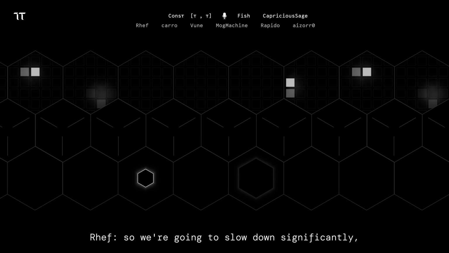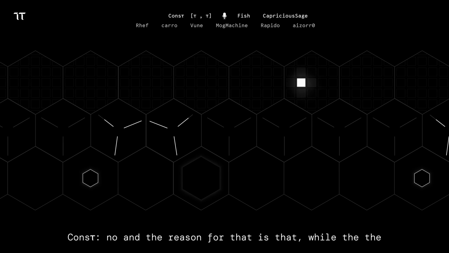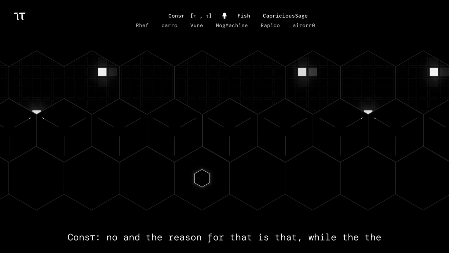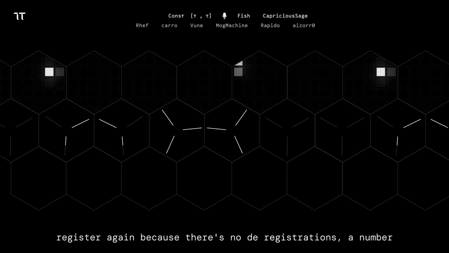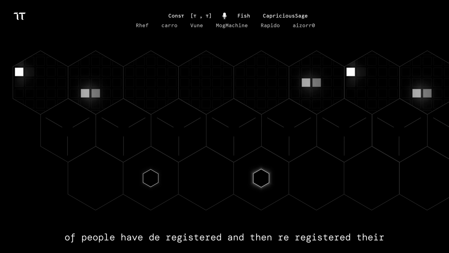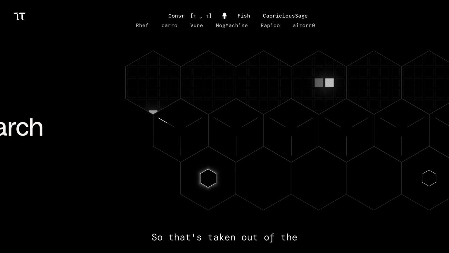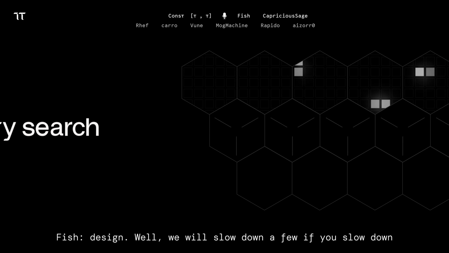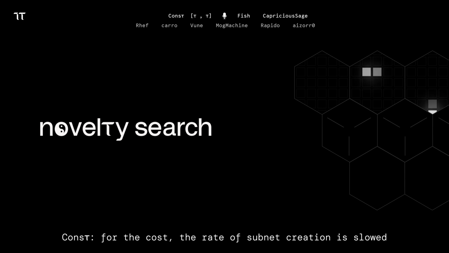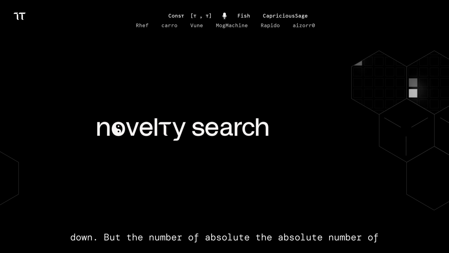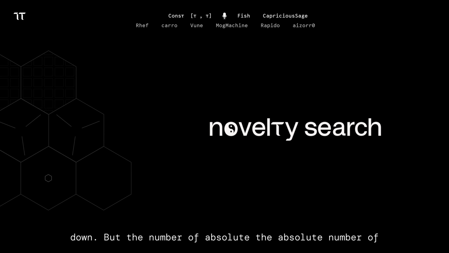So we're going to slow down significantly. No, and the reason for that is that people will not need to register again because there are no deregistrations. A number of people have deregistered and then re-registered their subnet. So that's taken out of the design. Well, we will slow down if you slow down the halving. Yes, the rate of subnet creation is slowed down, but the absolute number of subnets will increase.